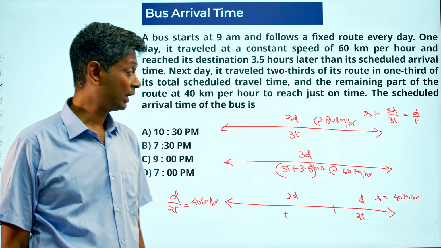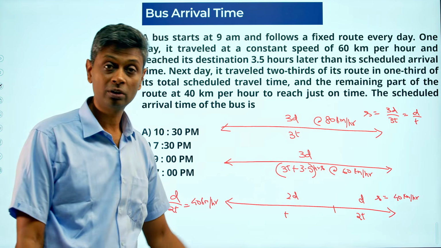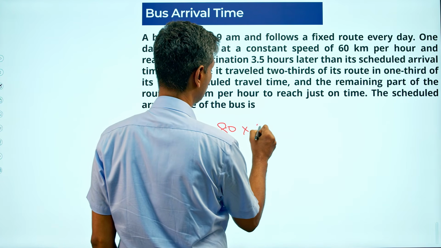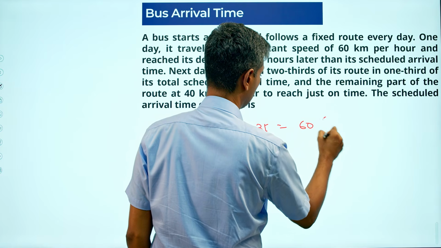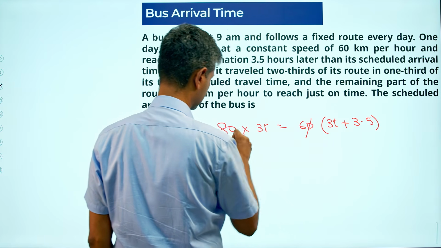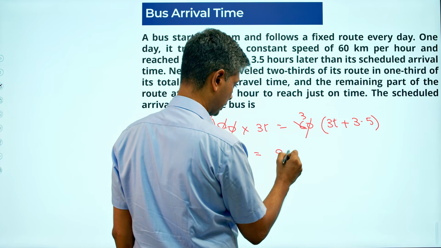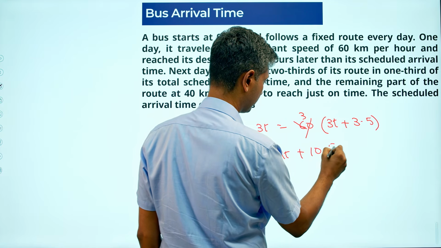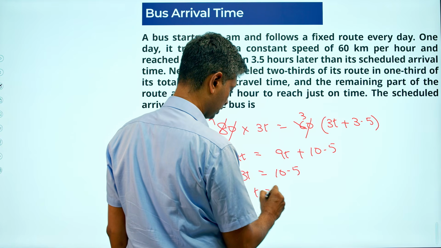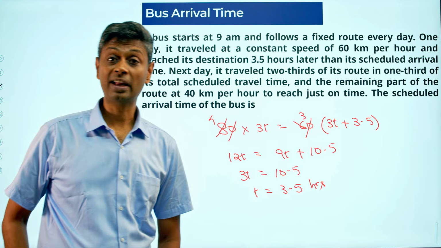Its typical travel speed is 80 kilometers per hour. At 80 kilometers per hour, it takes time 3t. At 60 kilometers per hour, it takes 3.5 hours more. Find the time taken. So 80 into 3t equals 60 into 3t plus 3.5. 4 and 3: 12t equals 9t plus 10.5, or 3t is 10.5. t is 3.5. It usually takes time 3t, that is 10.5 hours.